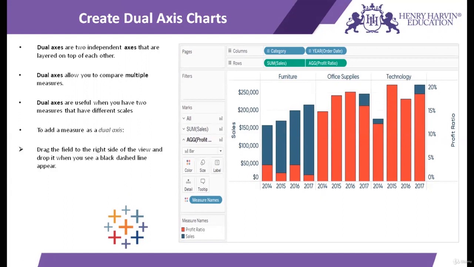So basically for creating a dual axis there are two methods. Either we drag and drop the fields over here until a black dotted line comes, or within the second field drop down I get an option to select dual axis. From that also I can create a dual axis chart. So without much ado, let's go to our Tableau workbook to see how to create a dual axis chart.